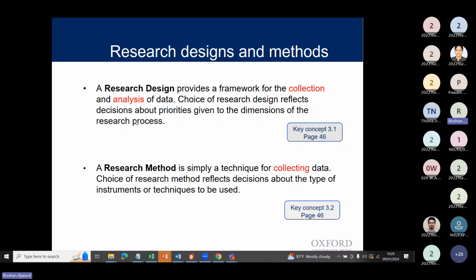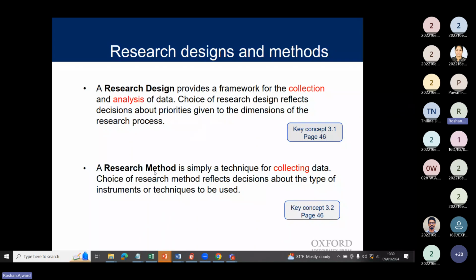So what's a research design? A research design provides a framework. It's a framework for both data collection and analysis of data. So it's a comprehensive framework for data collection and analysis of data. Choice of the research designs reflect decisions about priorities given the dimensions of the research process. So in a research design, you will understand what's the research process the researcher is trying to follow. That is a research design.